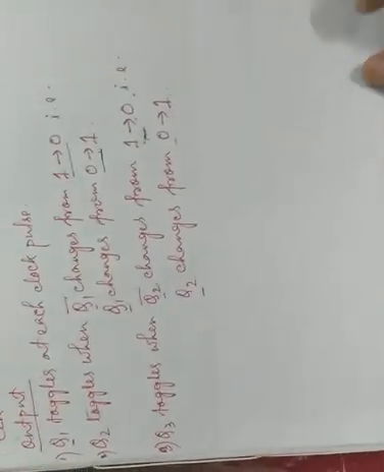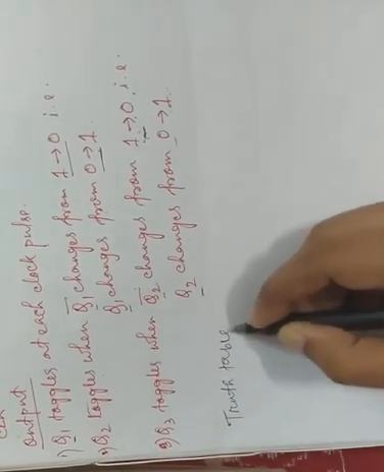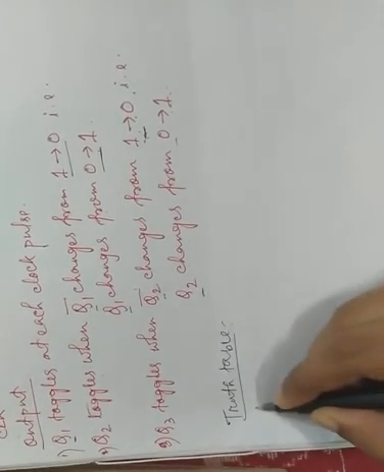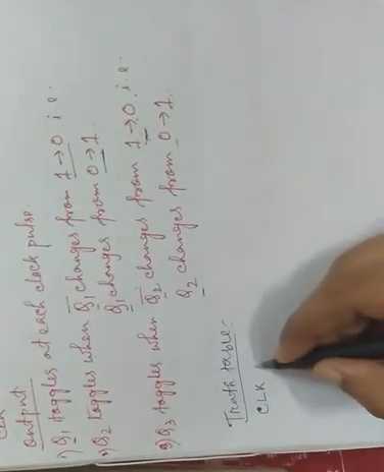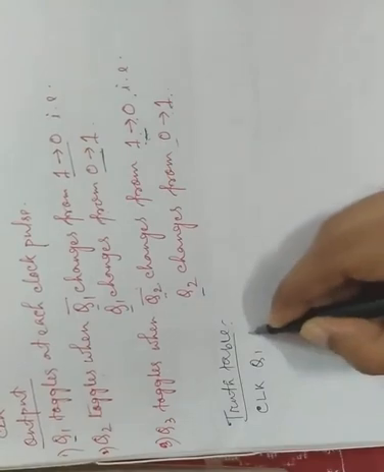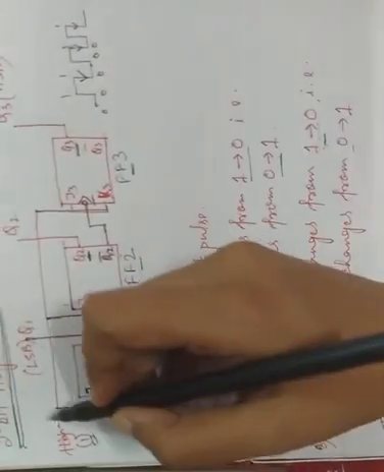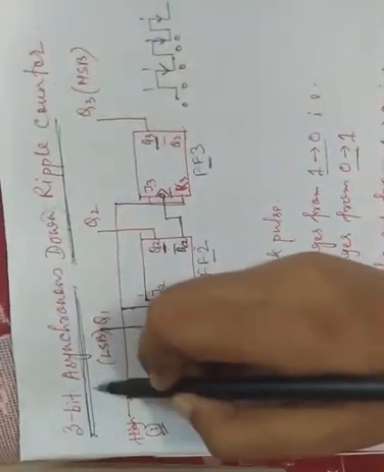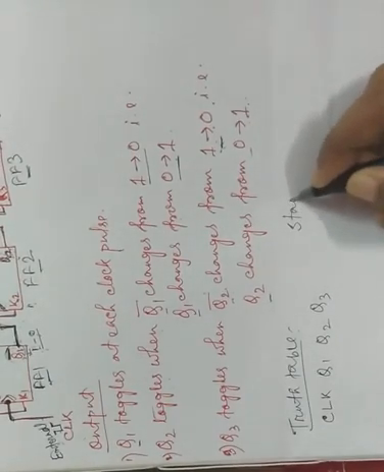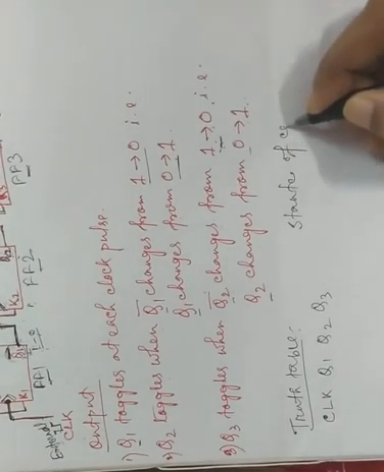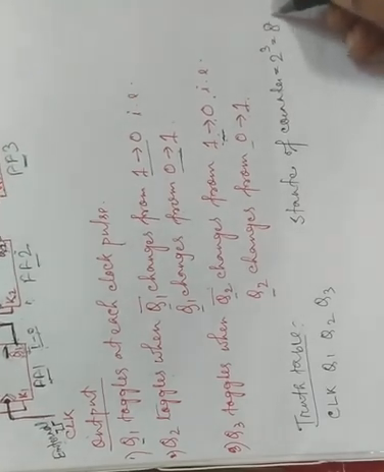Now let us see the truth table, how we get the truth table. At first, the clock, and as this is LSB, Q1, Q2, Q3. Now this is a 3-bit counter. We are going to study a 3-bit counter. For a 3-bit counter, how many states does the counter have? The number of states is 2 to the power 3, that means 8.